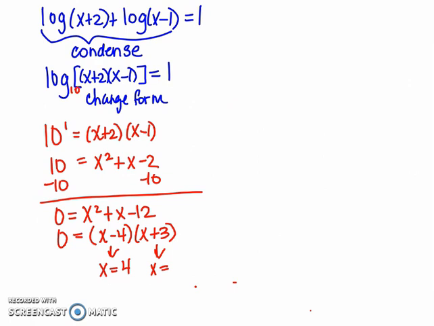Oops, I apologize. I have my signs wrong. Let's back up a step here. Sorry about that. My signs should be x plus 4, x minus 3, because I'm trying to make a positive 1 in the middle. I was a step ahead of myself there. So my 2 solutions are x equals negative 4 and x equals positive 3.